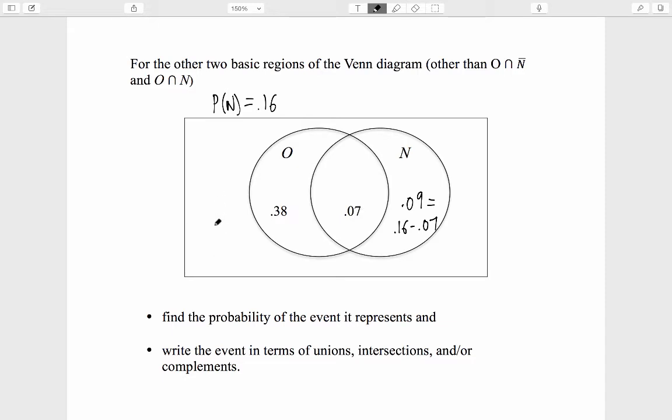How about the outside region? We must not forget the outside region. It too counts as a basic region. There is an event here that matters. Here we need to observe that 0.38 plus 0.07 plus 0.09 is all the probability that's already been accounted for. There is a 0.54 probability overall that our randomly selected donor falls into one of these three categories we've already studied. That leaves 0.46, which is 1 minus 0.54, 1 minus what's already been accounted for. That 0.46 must be the probability of this outermost region.